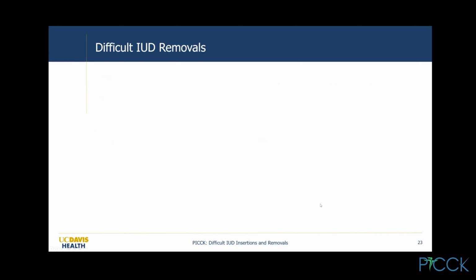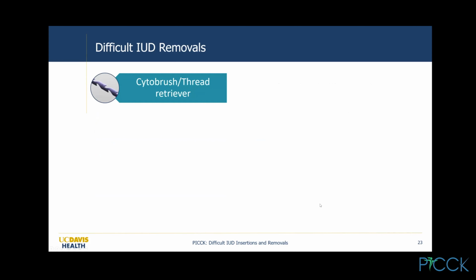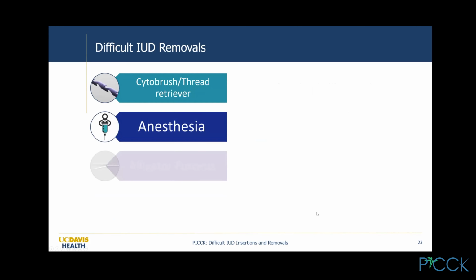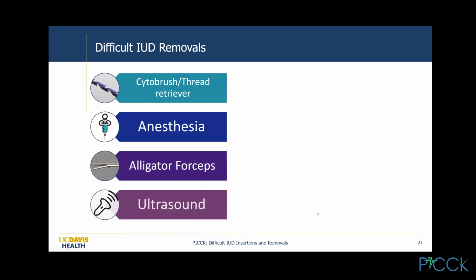Similarly, for difficult IUD removals, 4 things: cytobrush or thread retriever, anesthesia, alligator forceps, and ultrasound.